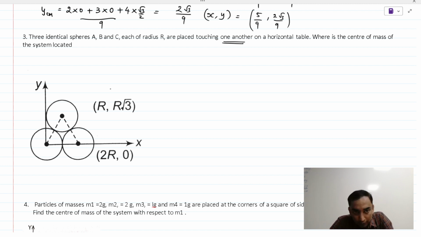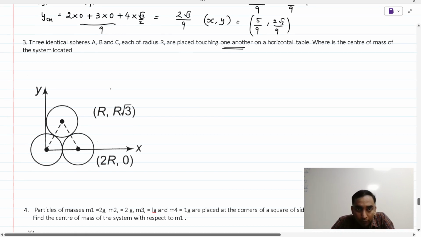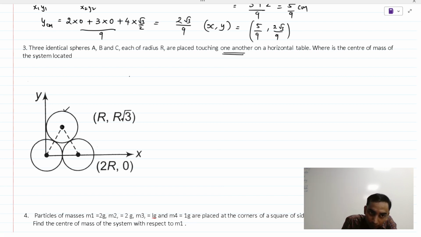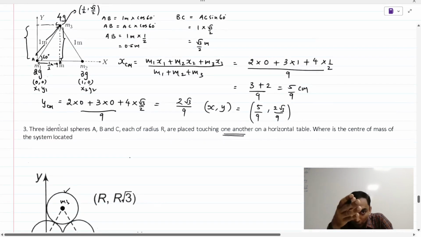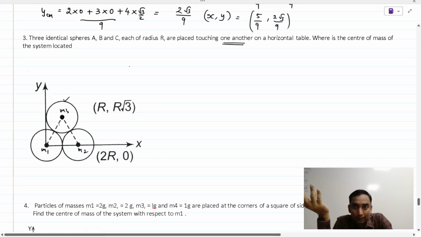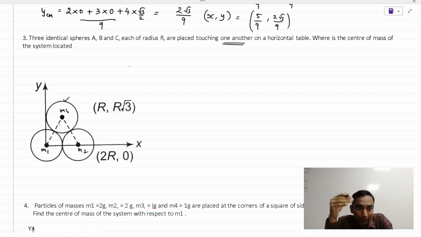So these three balls are touching one another. And now when the question is about the bigger balls, we will only consider the larger sphere's center of mass. Correct? So for me, this is the particle having mass m1, this is the particle having mass m2, and mass m3. So this actually becomes the question that we solved earlier, the triangle one, right? So where is the center of mass located? Now you are supposed to find out the answer in terms of the radius itself, correct?